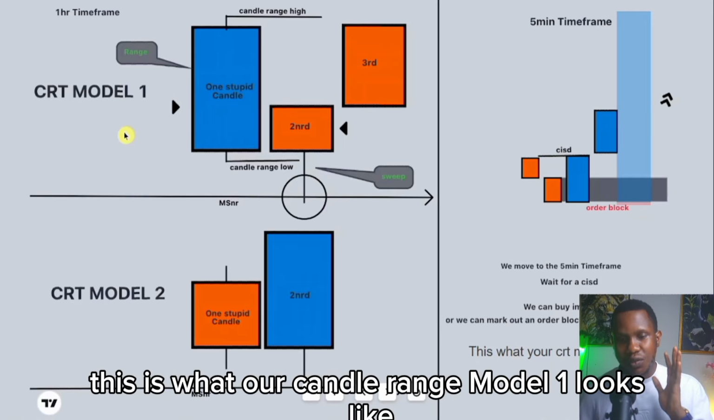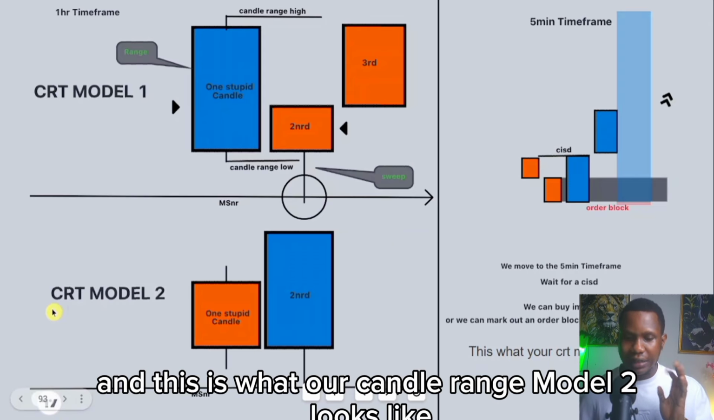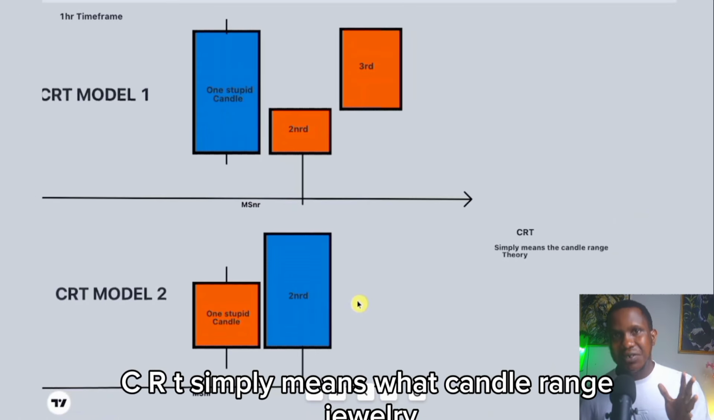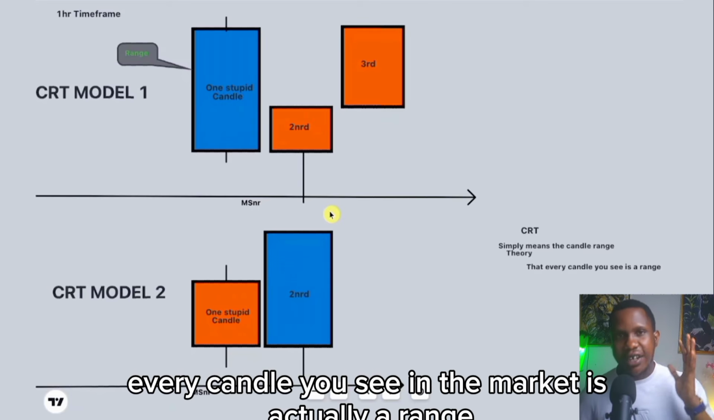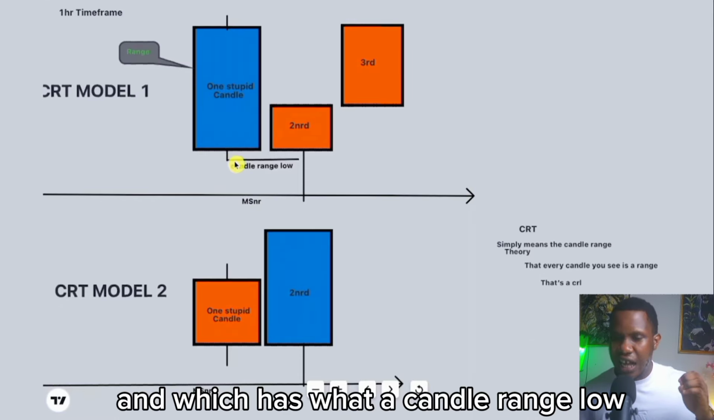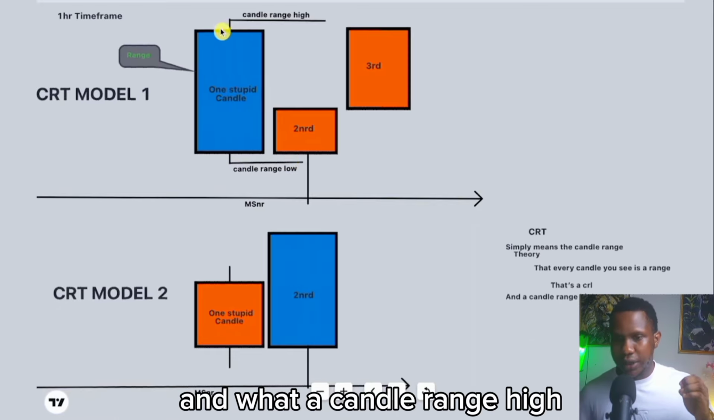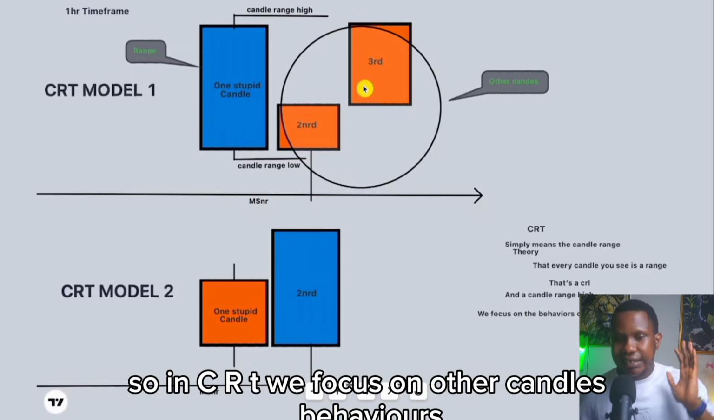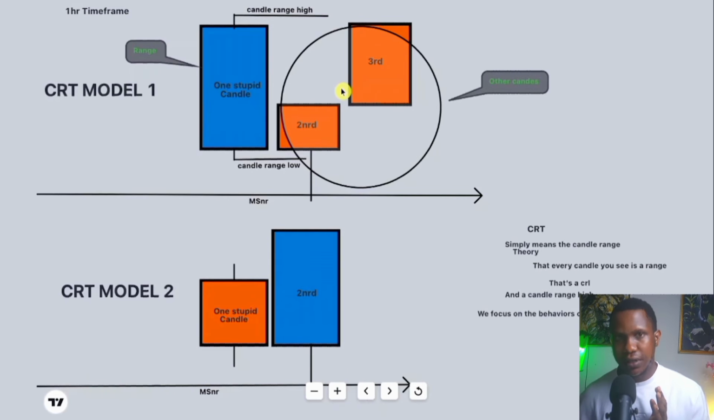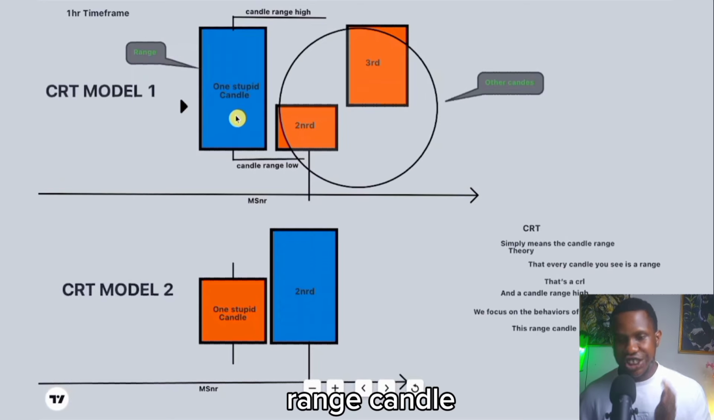This is what our candle range model 1 looks like, and this is what our candle range model 2 looks like. Our CRT simply means candle range theory, which simply means that every candle you see in the market is actually a range, which has a candle range low and a candle range high. In CRT, we focus on other candles' behaviors around this range candle.